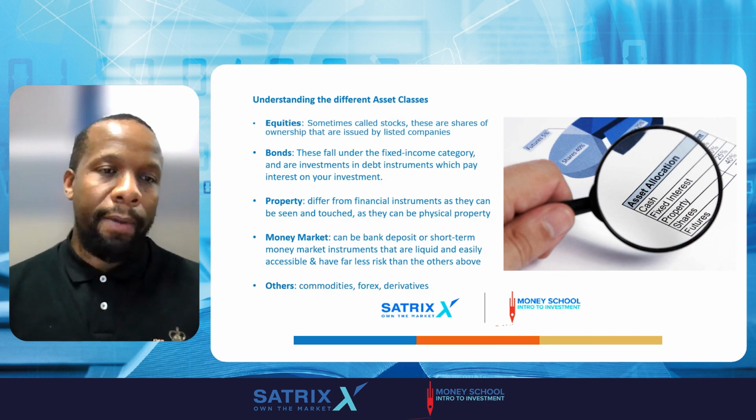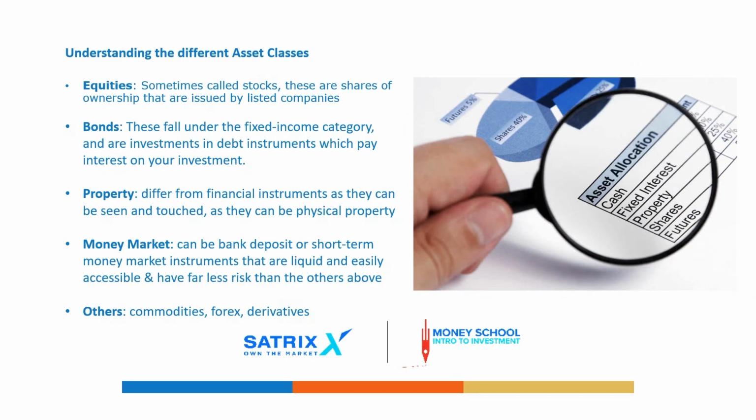So that also forms part of the property asset class. And the last one that I wanted to touch on is money market. So this is the simplest, and when it comes to risk, when I talk about risk, I'm talking about what are the chances of losing any of the money that you've invested. So this can be as simple as a bank deposit. You take your money, put it in a bank, and you get interest on your savings.